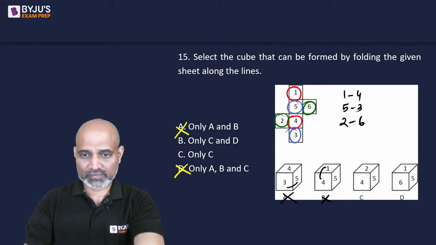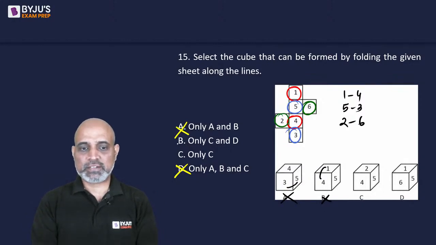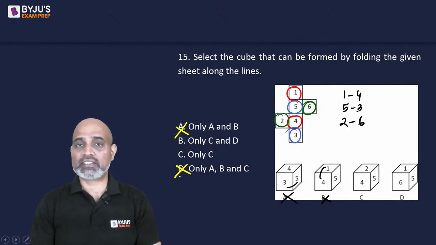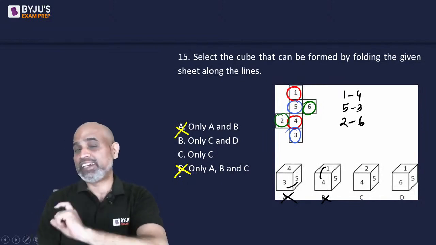Akash, do it. Is it B or C? Which option? As in, will the die in C be formed or will the die in D be formed?